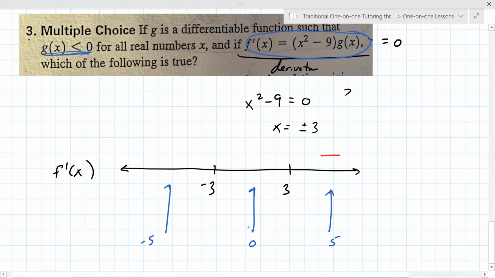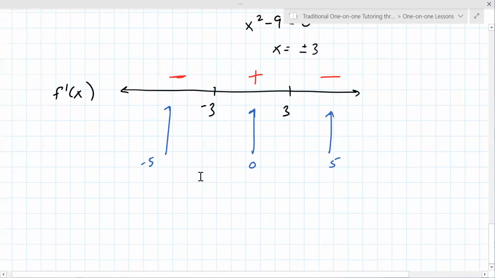So the next one is 0. 0 squared minus 9 is negative. G of X is always negative, according to this over here. So a negative times a negative is a positive. And then similarly over here, when you try -5, you get a positive times a negative gives you a negative. Okay. So rather than going through all of the answers, let's talk about what's going on here. And you mentioned this in the previous example. The original function is decreasing here and here. And then it's increasing in here.